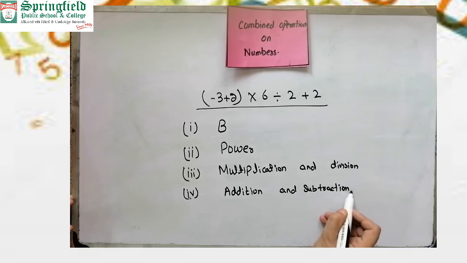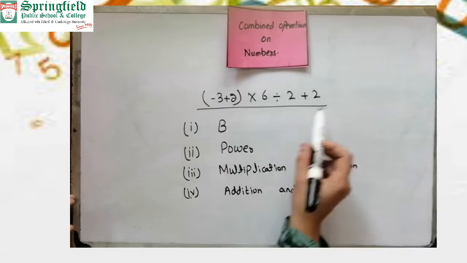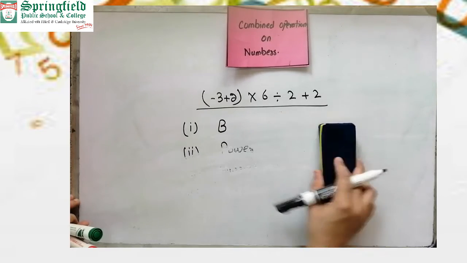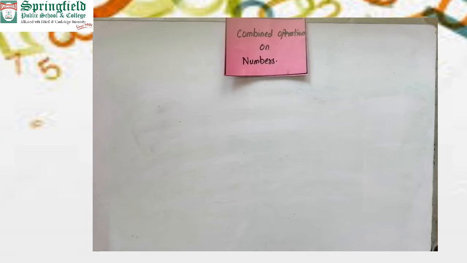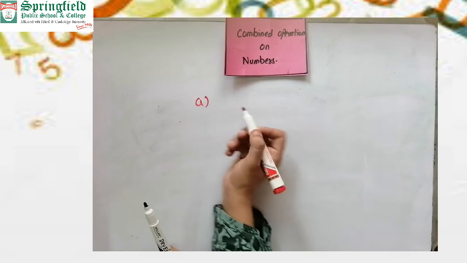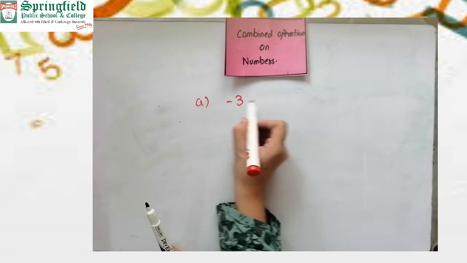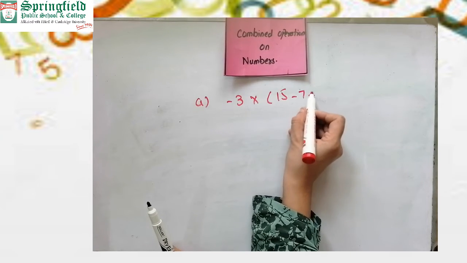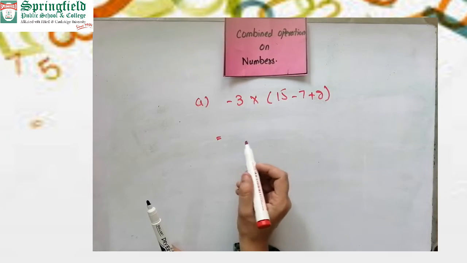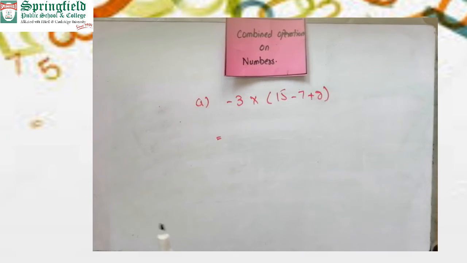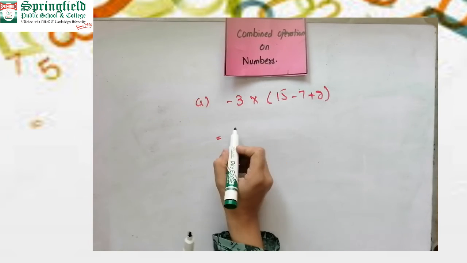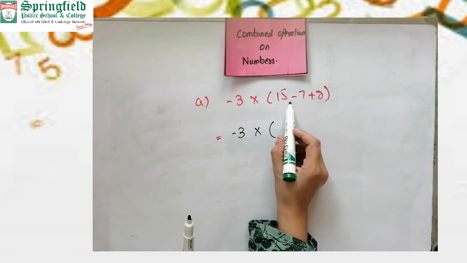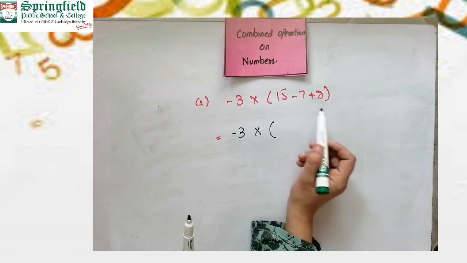So there are these 4 main points during this type of situation. Understood, beta? Okay. Now question and the A part. Let's suppose we have a situation just like this one, minus 3 multiply 15 minus 7 plus 2. So beta, as we know that we will solve first brackets. So minus 3 will remain same, and in the brackets there are addition and subtraction operations.